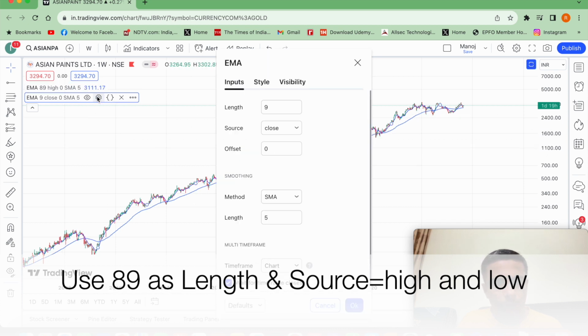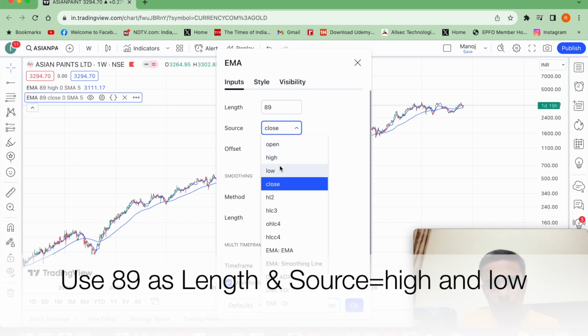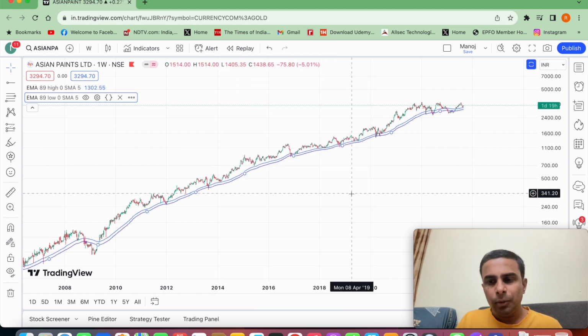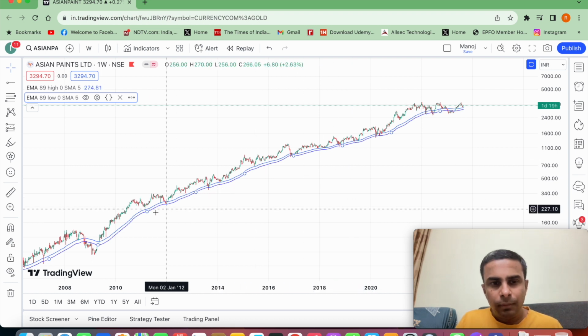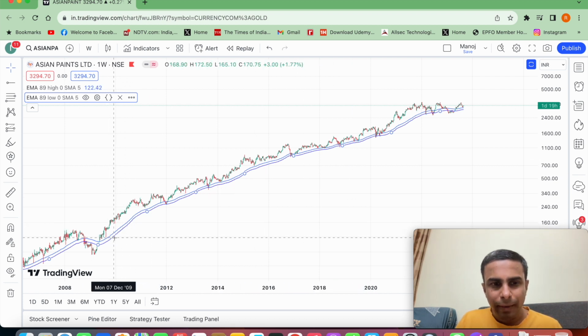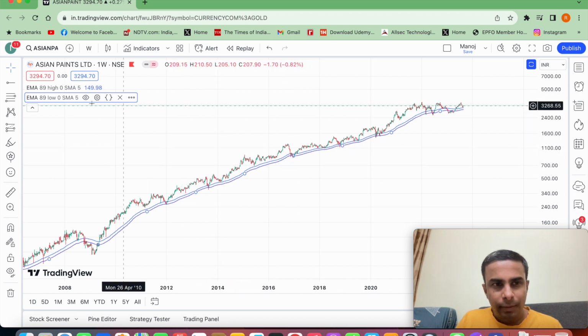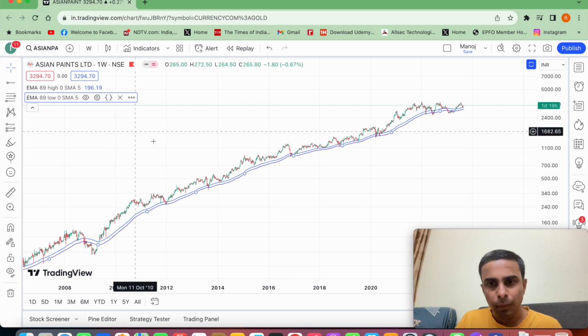In the second indicator, again, I'm going to select 89 moving average, but instead of close, I'm going to select low. So what we're trying to do here is plot the exponential moving average of the stock over the period of 89 based on the high and low, instead of the default one, which is close. As you can see, we have got this band. This is a band that has got formed with this 89 EMA high and low.